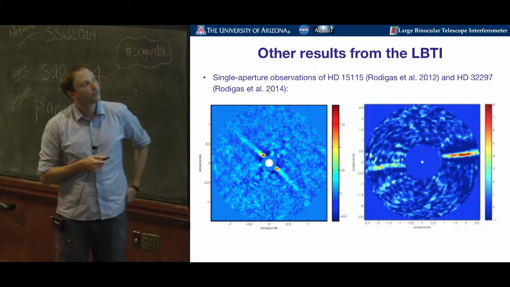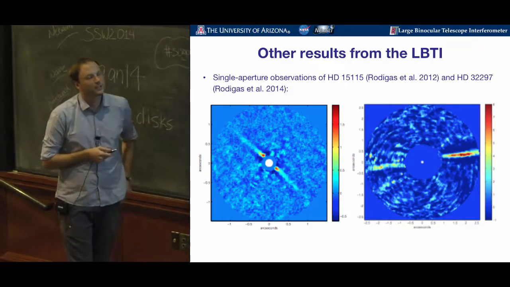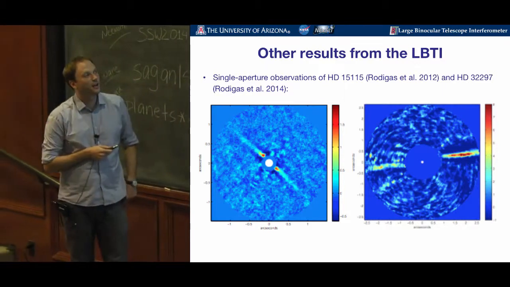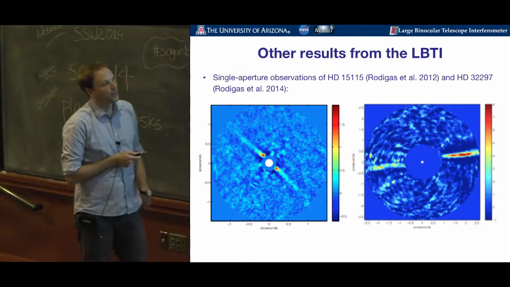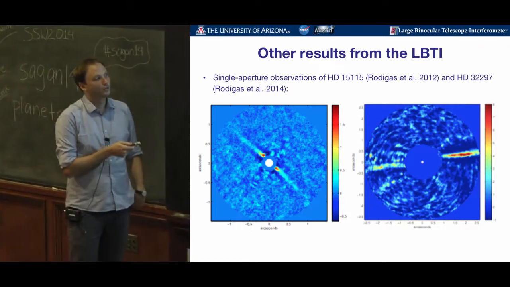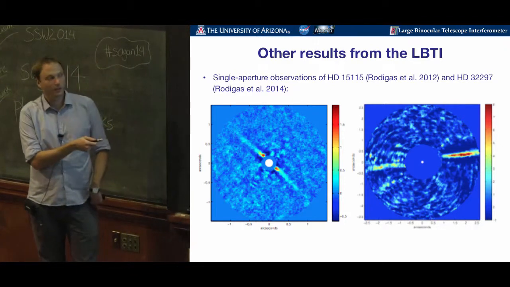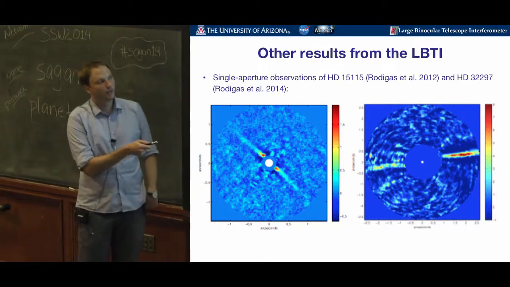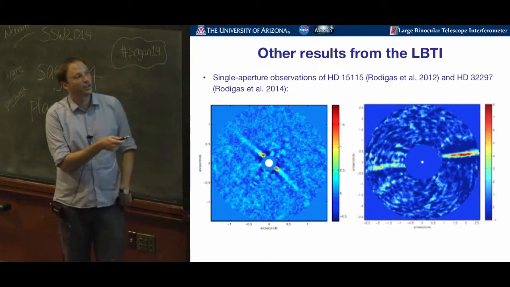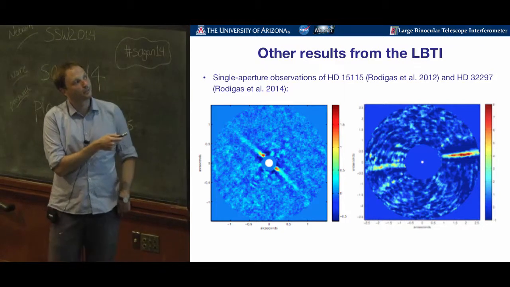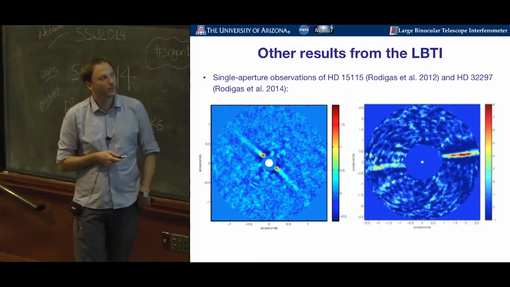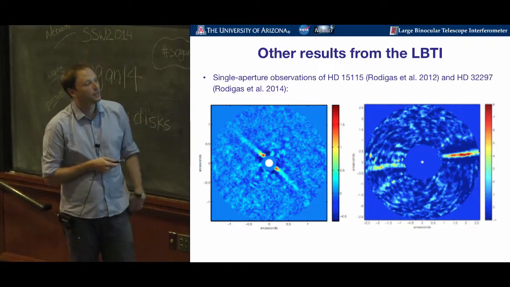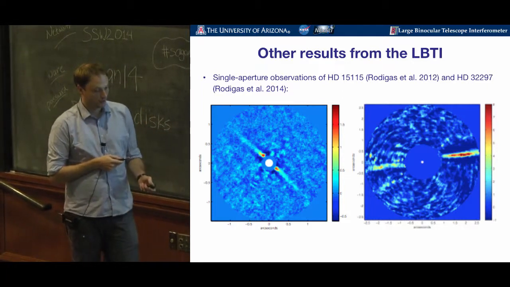Okay, another result, nothing to do with interferometry in this case, but it's about debris disks. So we obtained nice images of two debris disk systems, the Blue Needle, Debbie just talked about it here. So single aperture observation here, and HD, what's the name? HD 32297 here. So two edge-on disks, really high sensitivity images from the ground with the LBTI.